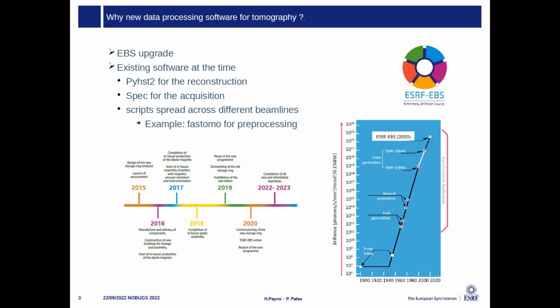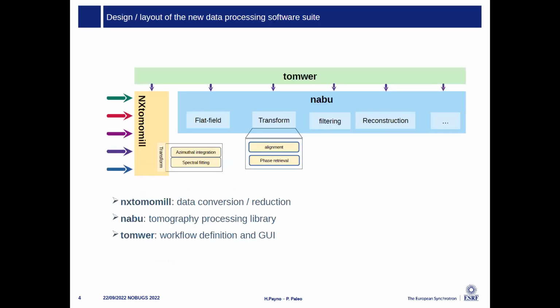A well-known script was FastTomo. It was computing the center of rotation and calling PyHST, for example. Those were things that we wanted to move forward. So what we decided to do was to go for this kind of structure.